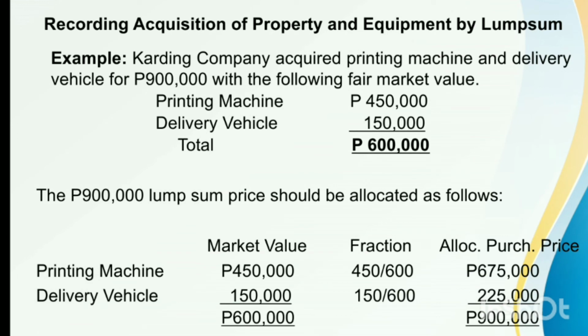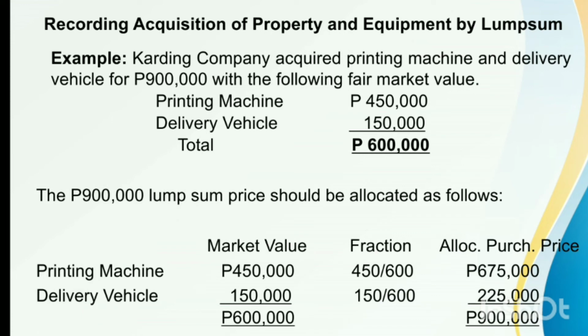So we should develop a fraction in order to compute for the respective allocated purchase price. So for the printing machine, the market value is 450,000. So we're going to convert it into fraction.